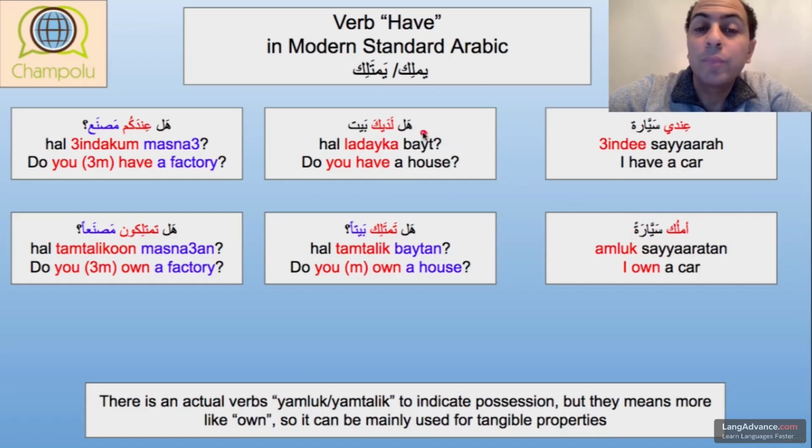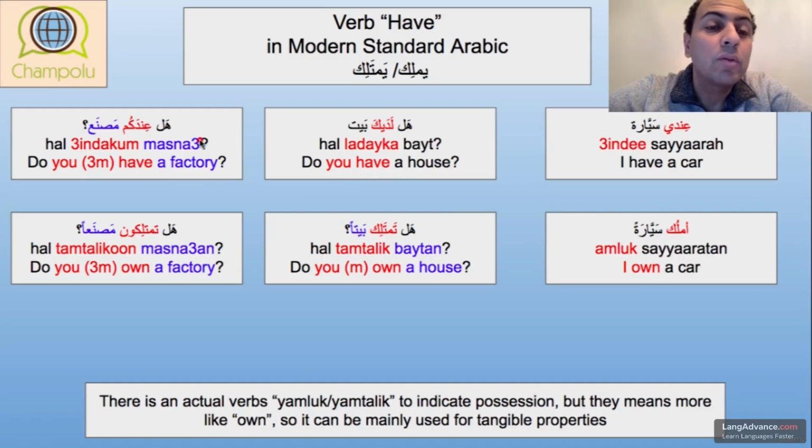Similarly, we can say something like هل لديك بيت؟ Do you have a house? Or we can say هل تمتلك بيتا؟ Notice that the noun that comes after the verb has tanween fatha in it, which, if we remember from the lesson about tanween, is an indication that it is in the object position. So here we can say bayt, and in the object position it's baytan, and here we have sayyara, and in the object position it's sayyaratan.